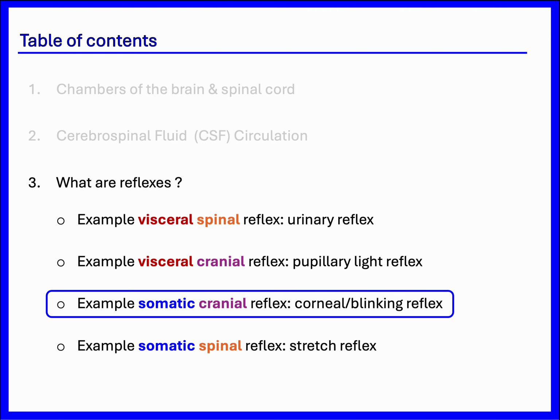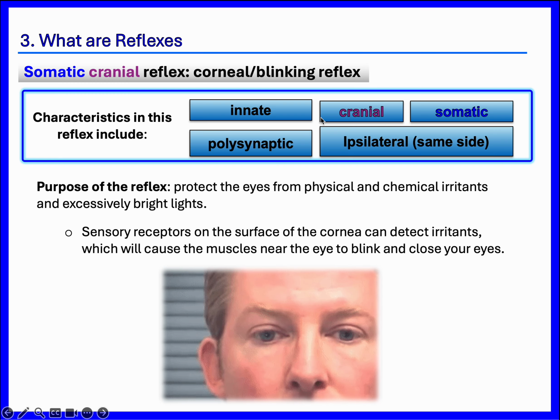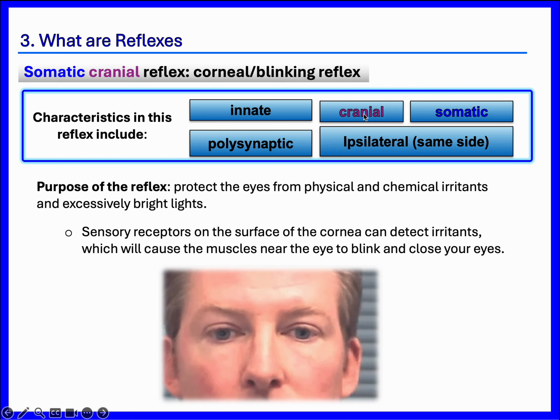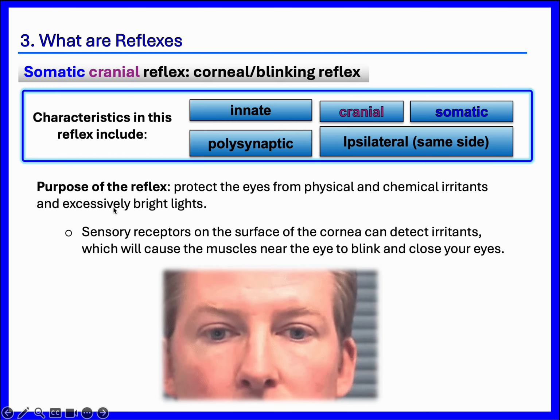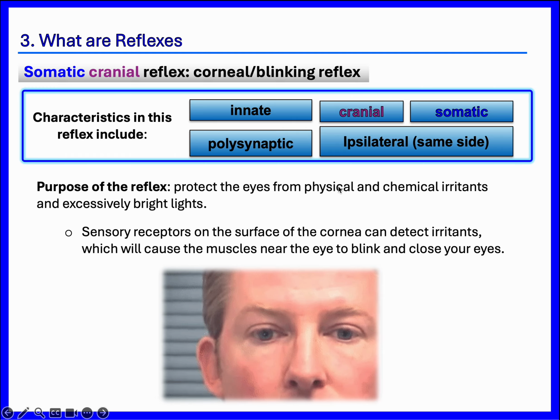Somatic cranial reflex. This example, so it's somatic muscle, and it's cranial. It goes to the upper part of the body, the neck. The corneal blinking reflex, right? This is innate, it's cranial, it's somatic, it's polysynaptic, and it's ipsilateral. It only occurs on the same side. The purpose of this reflex is to protect the eye from physical and chemical irritants and excessive bright lights.